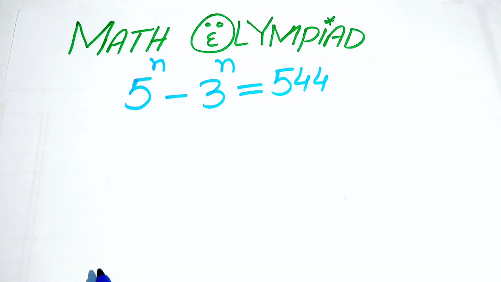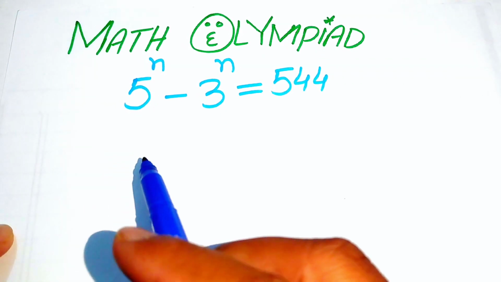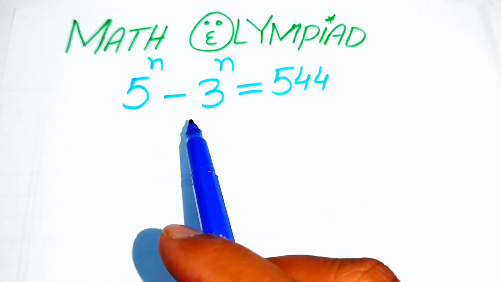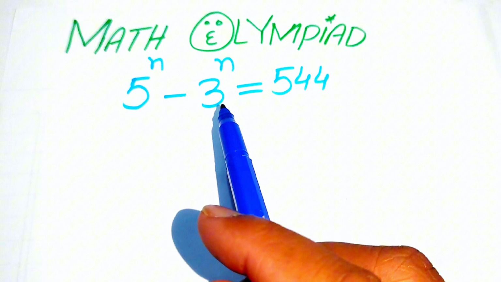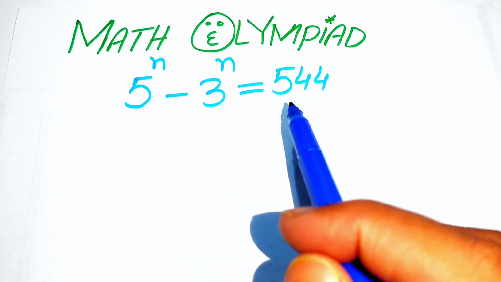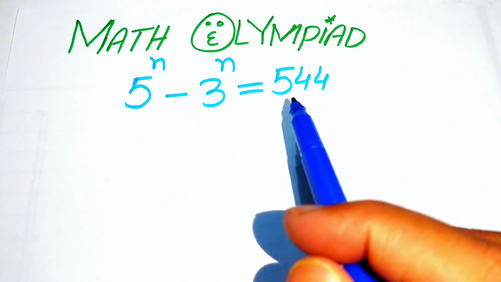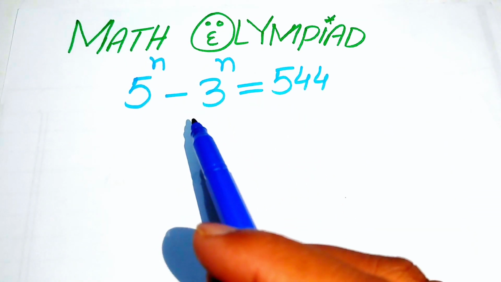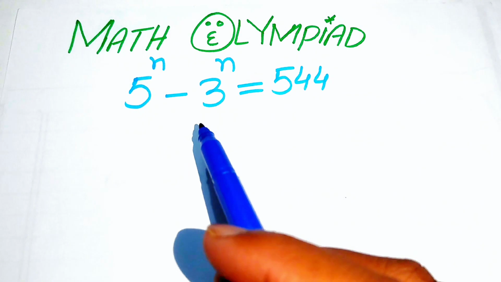Hello everyone, welcome to Solve This Math Olympiad Algebraic Challenge. Here we have 5 to the power of n minus 3 to the power of n equals 544, and we solve this problem for the value of n. In this question we use the reverse engineering method, and I hope you like this method.